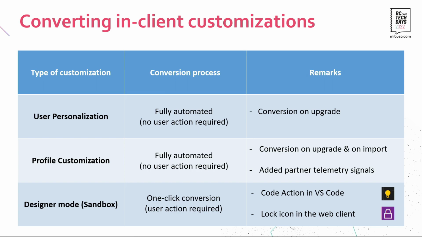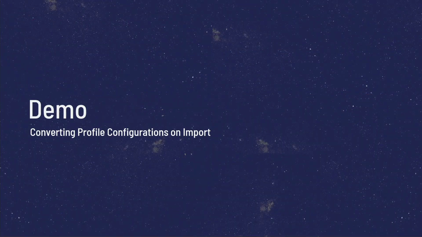For the designer mode that is available in sandboxes, or that you can get by publishing your extensions from VS Code and starting the designer in this extension context, we've defined a one-click conversion. So if you're starting from VS Code, you have the ability to use the code actions that we just showed earlier. But if you're also publishing an extension that has some pages in the promoted syntax, you'll see in the web client that you have this lock icon here. And that one will prevent you from customizing the page, but if you just click on it, you'll have the opportunity to convert your page automatically. So just to show you now a short demo of how the experience looks when you're importing profiles.